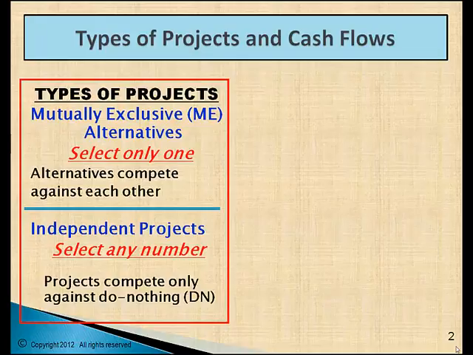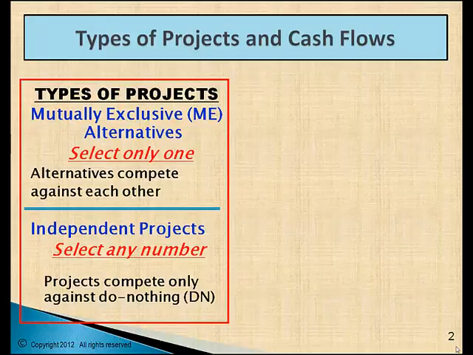When only one project can be selected from two or more, they are commonly referred to as mutually exclusive, or ME, alternatives, as shown in the upper left. Each alternative is pitted against all the other alternatives in the evaluation process.